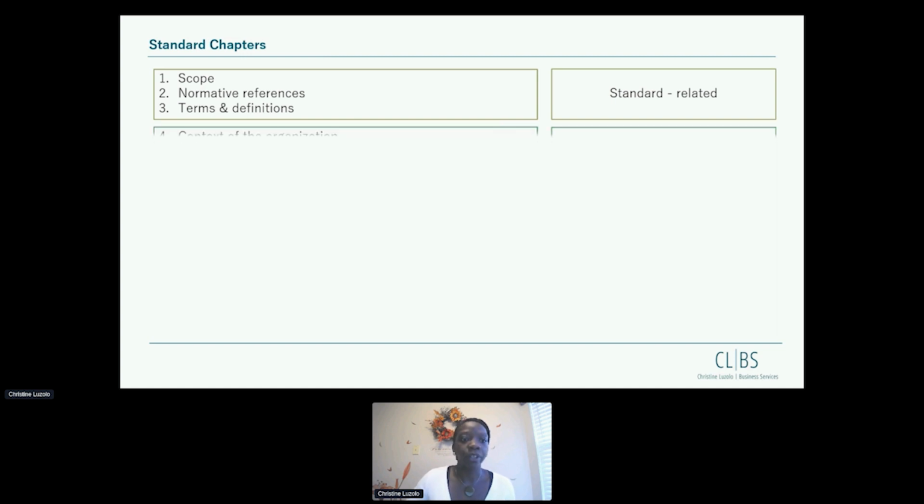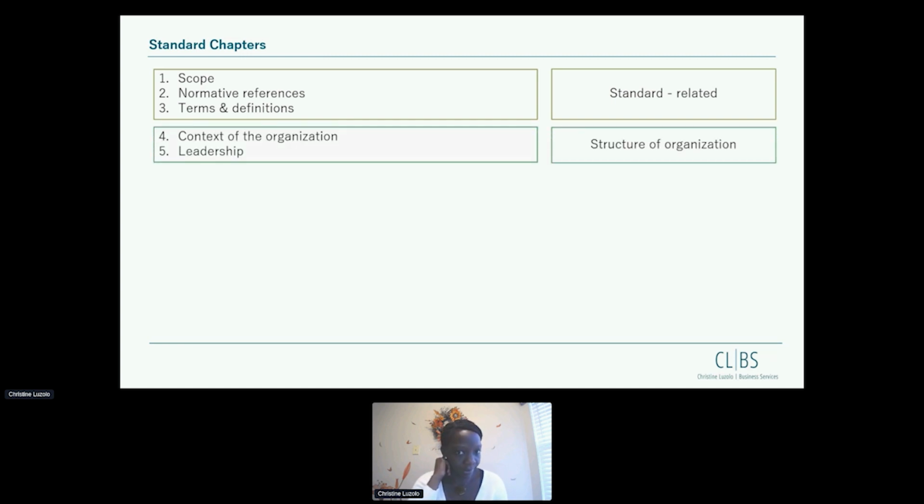But chapters 4 and 5 get more interesting. This is about the structure of the organization, the context of the organization. So what the organization actually tries to offer the market, and the leadership. And the leadership is, of course, the entity that introduces the Scrum team and provides the structure for the Scrum team to work.